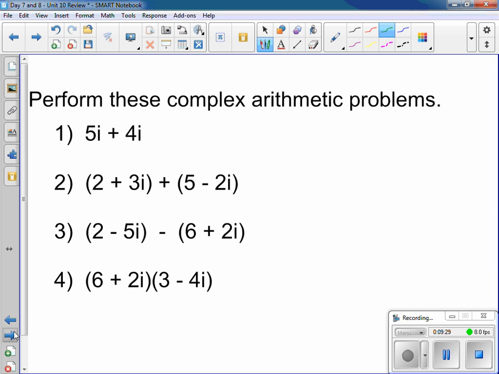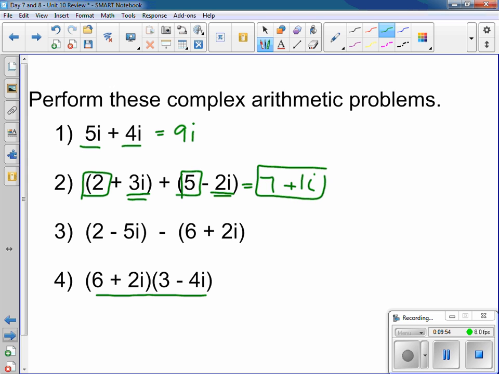Okay? Complex arithmetic, you want to really focus on when it's adding versus multiplying, like number 1, 2, and 3 are all just combining like terms, and number 4 is one where you actually have to FOIL. So this one, you just add like you would normally. It's 9i. Same thing with number 2. 2 and 5 are like terms. They're both the real components, so that's 7. And then 3i plus a negative 2i is 1i.